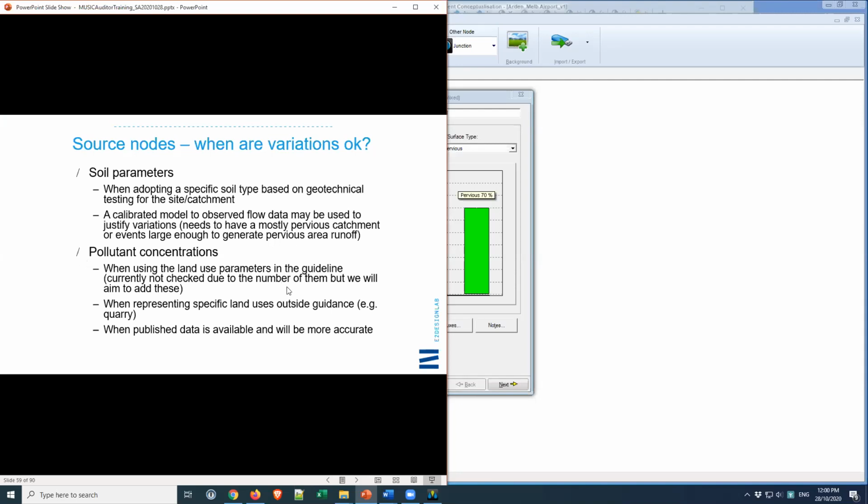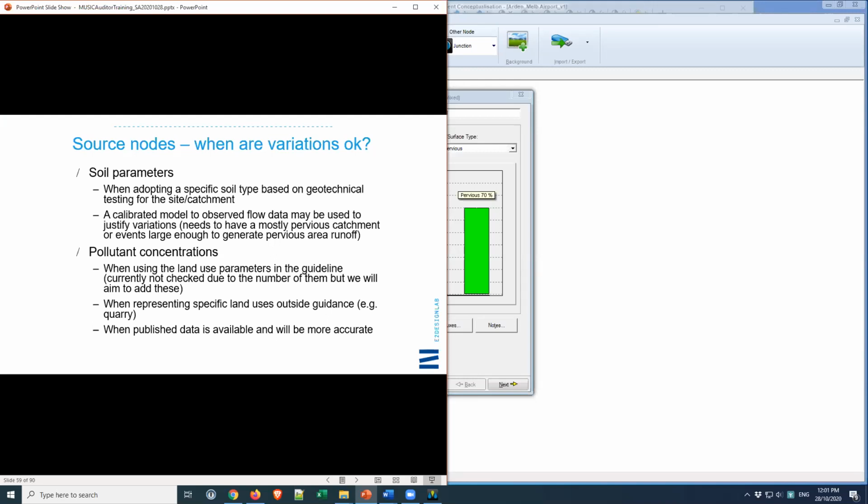Pollutant concentrations. When would I expect deviations? To be honest, with the guidelines now, we've got the surface type, we've got the land use parameters. That should cover 90 or 95% of what people are trying to do with MUSIC, I would expect. I really expect to see them either using the defaults or using some of the parameters in the guidelines.